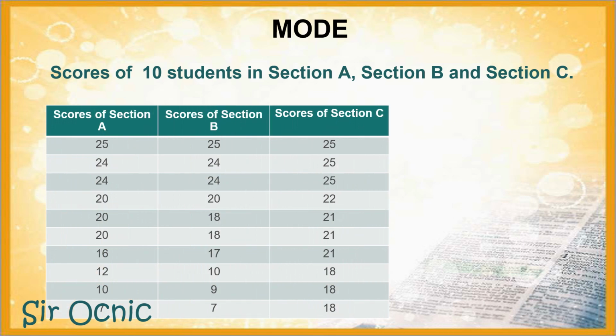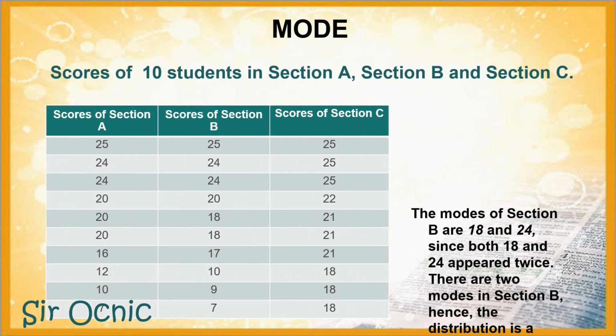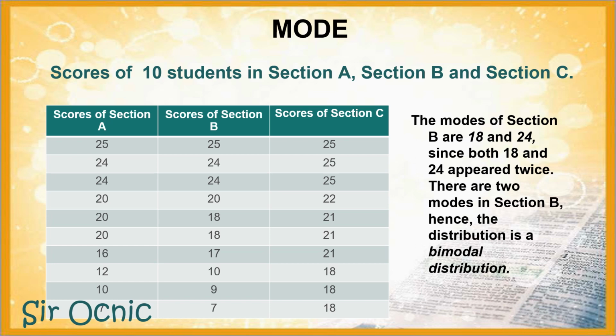Let us now consider the scores in section B. The modes of section B are 18 and 24. Since both 18 and 24 appear twice, there are two modes in section B. Hence, the distribution is a bimodal distribution.